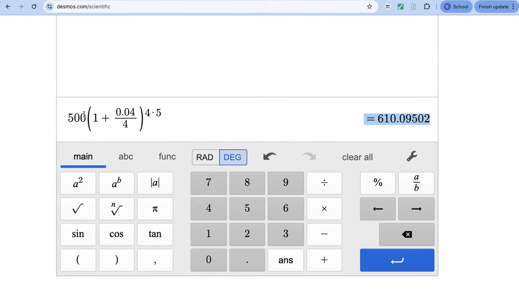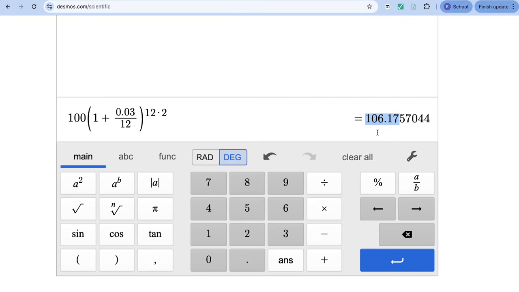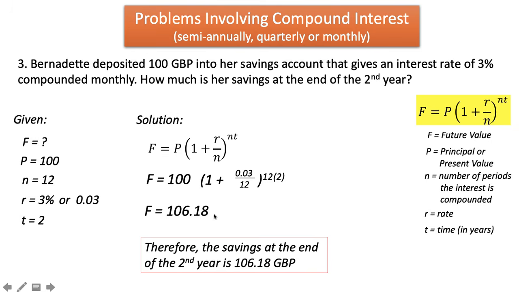Alright, so from here, we're going to use a calculator. So the starting money or the deposited money is 100. Then the interest rate is 3%. Compounded monthly, so 12 months in a year for 2 years. So this is our answer, 106.18. Okay, so our F here is 106.18. Therefore, to answer our problem, the savings at the end of the second year is 106.18 British pounds.